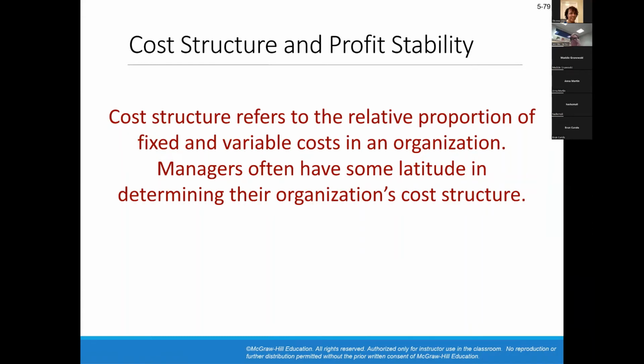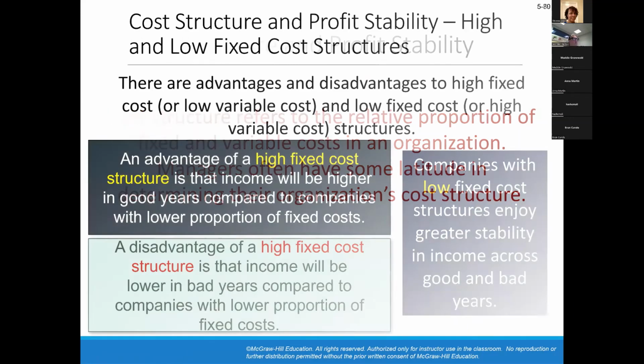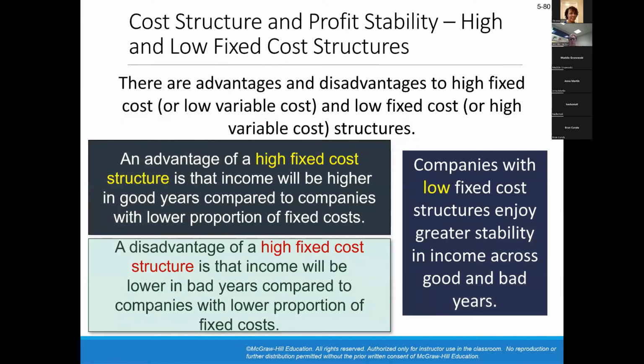Okay. So cost structure refers to the relative portion of the fixed and variable costs in the organization. And managers often have some latitude in determining the structure. So we're going to look at that real quickly. We went through some different scenarios on things that we could do that change our net operating income. There are some advantages and disadvantages with high fixed costs and low variable costs, or low fixed costs and high variable costs.